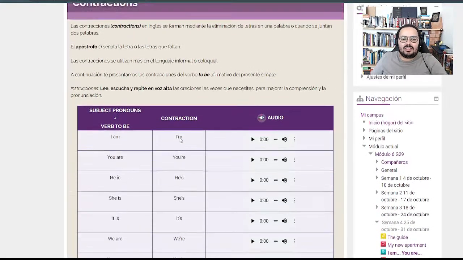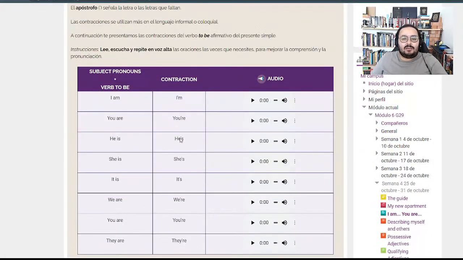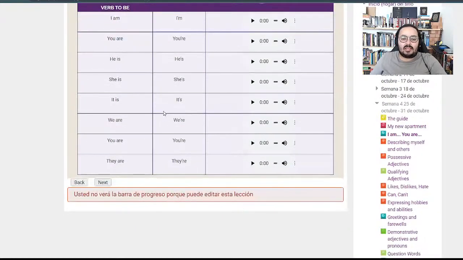Okay? So this is the contraction. It is often used in informal English, but in formal English, the English of your homeworks, it has to be in the long form, not in the contraction form. You have to say you are, I am, instead of I'm. Okay? Because I'm, you're, he's, she's is more used in informal English.